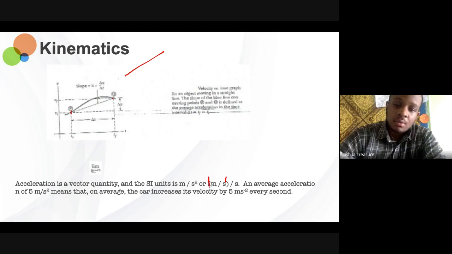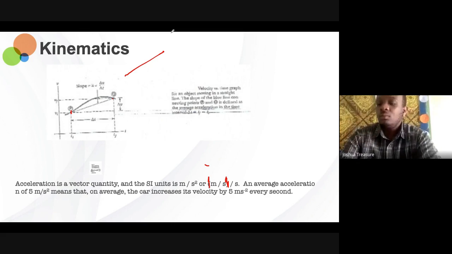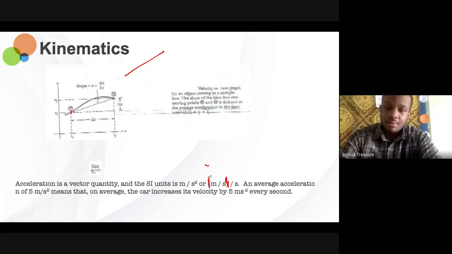What is this section here? Where is it, sir? What is this section here? Velocity.